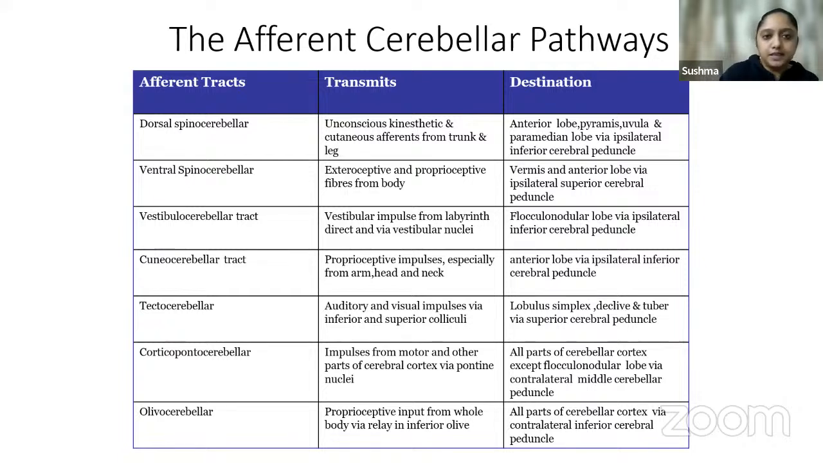And finally, just a second, guys. There's a snag. Just hold on for a second. I'll stop sharing the PPT.